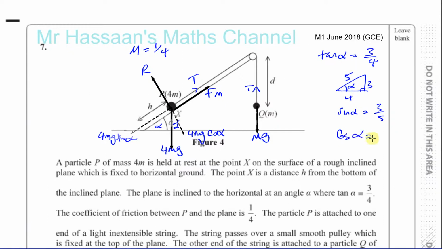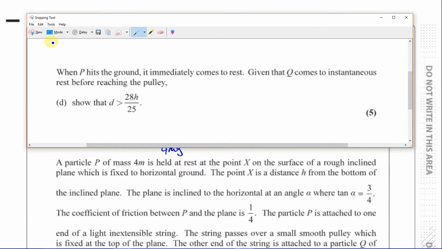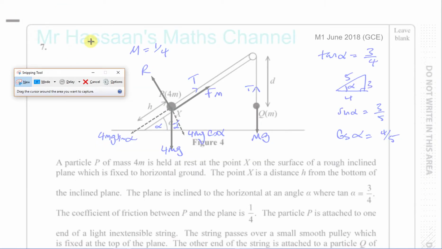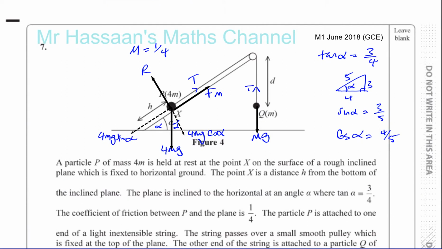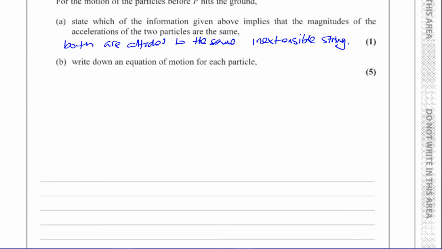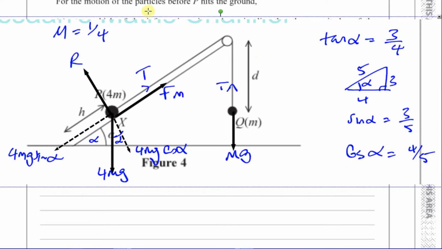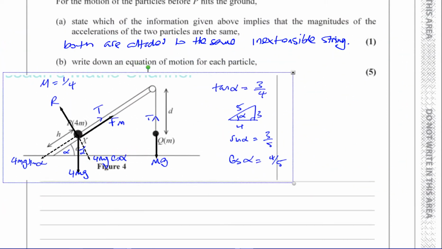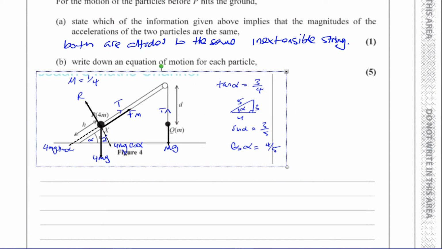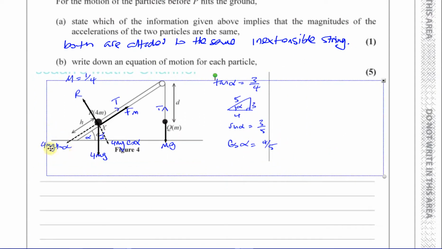Okay, so now we can start to deal with part B. I'm going to take a snapshot of this and put it down here so I can write everything down easier instead of having to keep scrolling up and down the page, and then write the equations of motion. This is quite a new way of asking, but what you're used to is being asked to resolve the forces. It's basically using F equals ma. So let's look at, for example, particle Q.